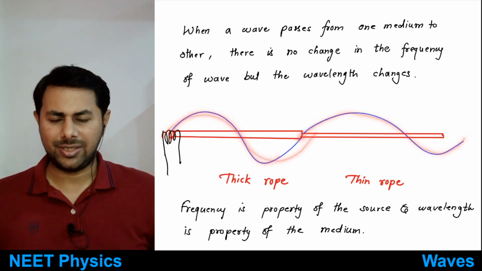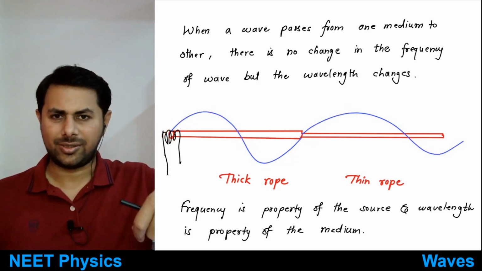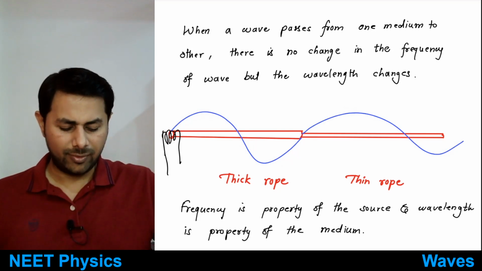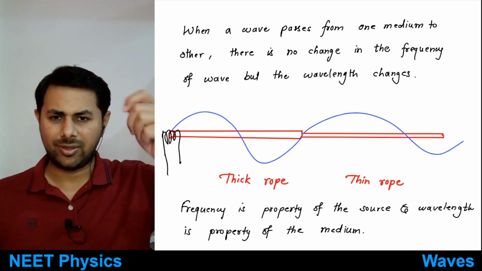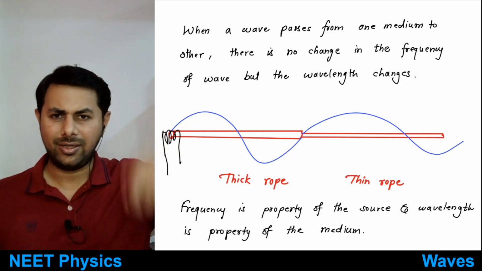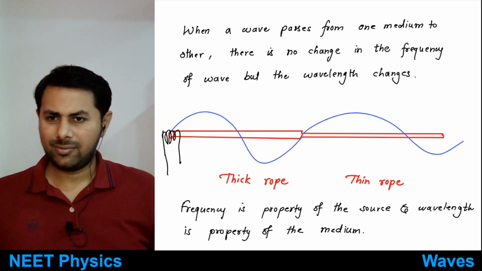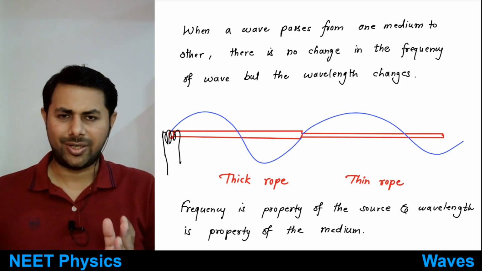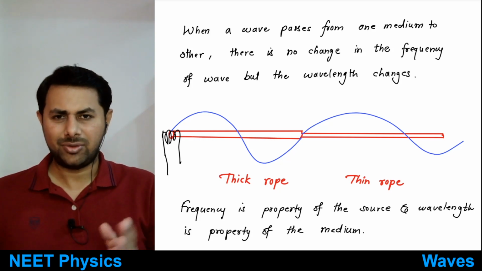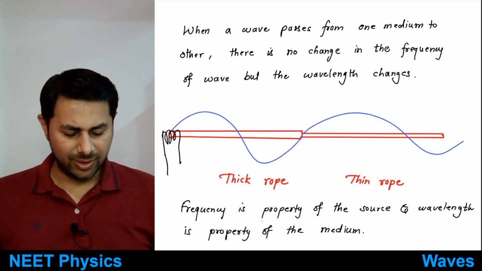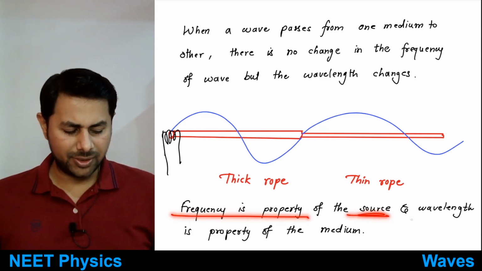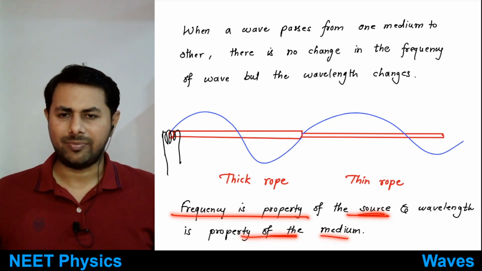Its wavelength will change, but the number of oscillations, that's the frequency, is a property of the source. It depends on me how many times I oscillate that rope. So this is a source property. Frequency is the source property and wavelength is the medium property. This thing is clear?